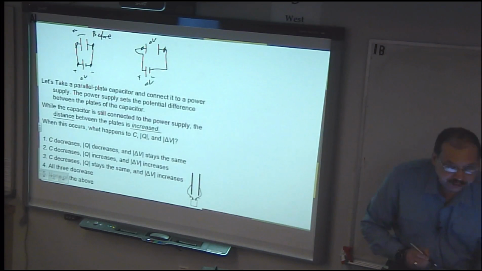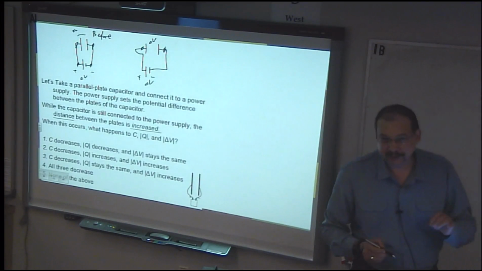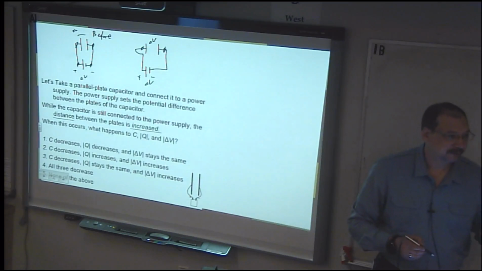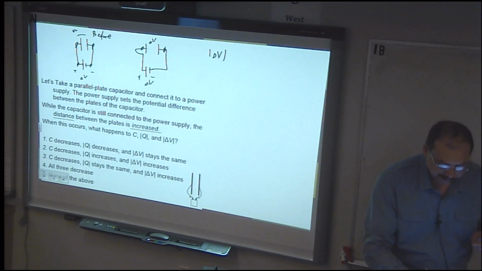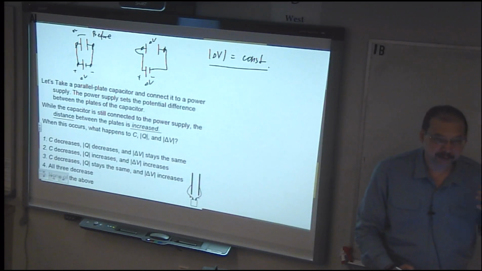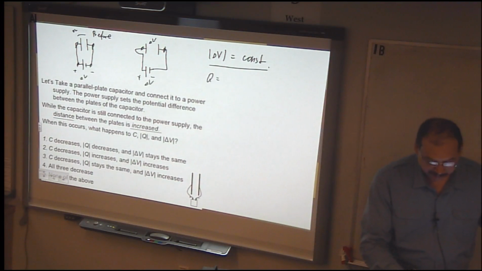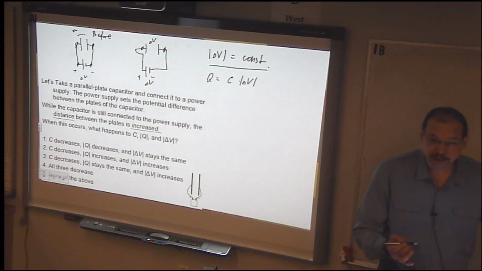When something changes, the first question we always should ask is, what doesn't? What remains constant? What remains the same? And in this situation, this. That's the first part of the reasoning. The rest is almost automatically derived from this. We also know that charge, voltage, and capacitance are related. How? By the definition of capacitance.